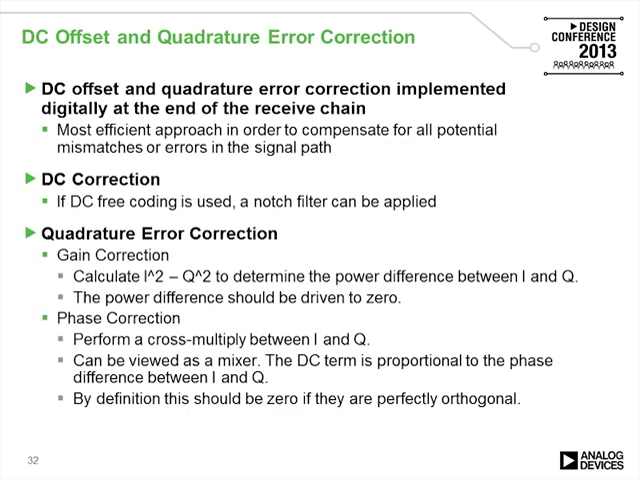So, these DC offsets and quadrature error corrections can be implemented digitally in the receive chain. For DC correction, if DC-free coding is used, a notch filter can be applied, which is some of what we do in the FMC Comms 1 platform. And we can also have quadrature error correction, where we calculate something like I squared minus Q squared to determine the power difference between I and Q, and a phase correction to cross-multiply I and Q, and they should be 0 if they're perfectly orthogonal.